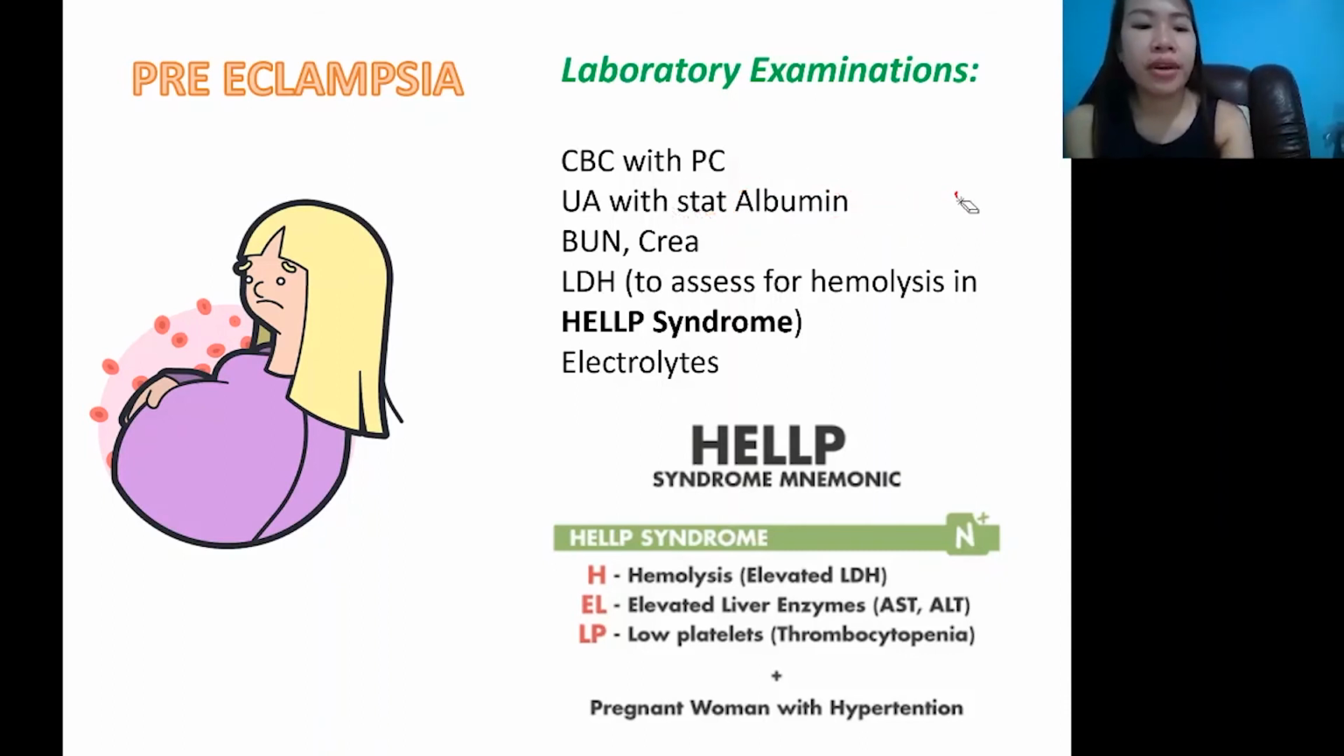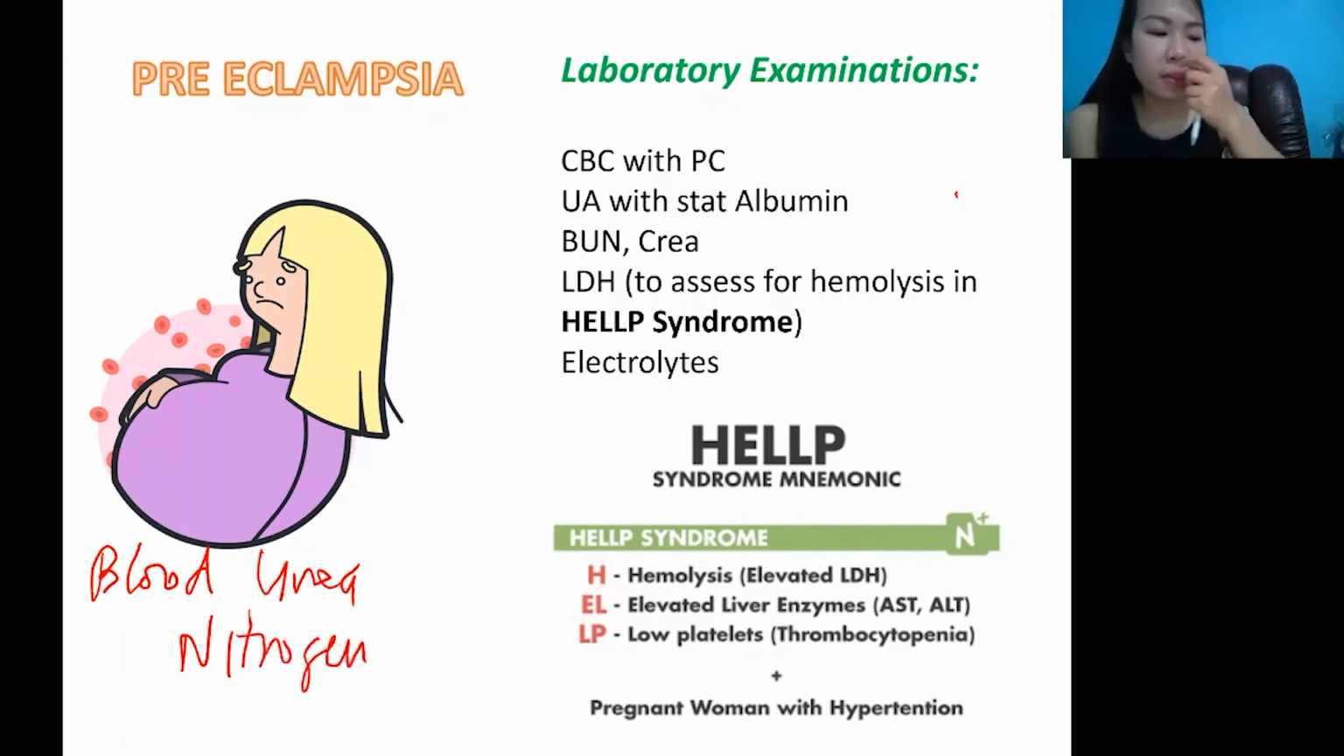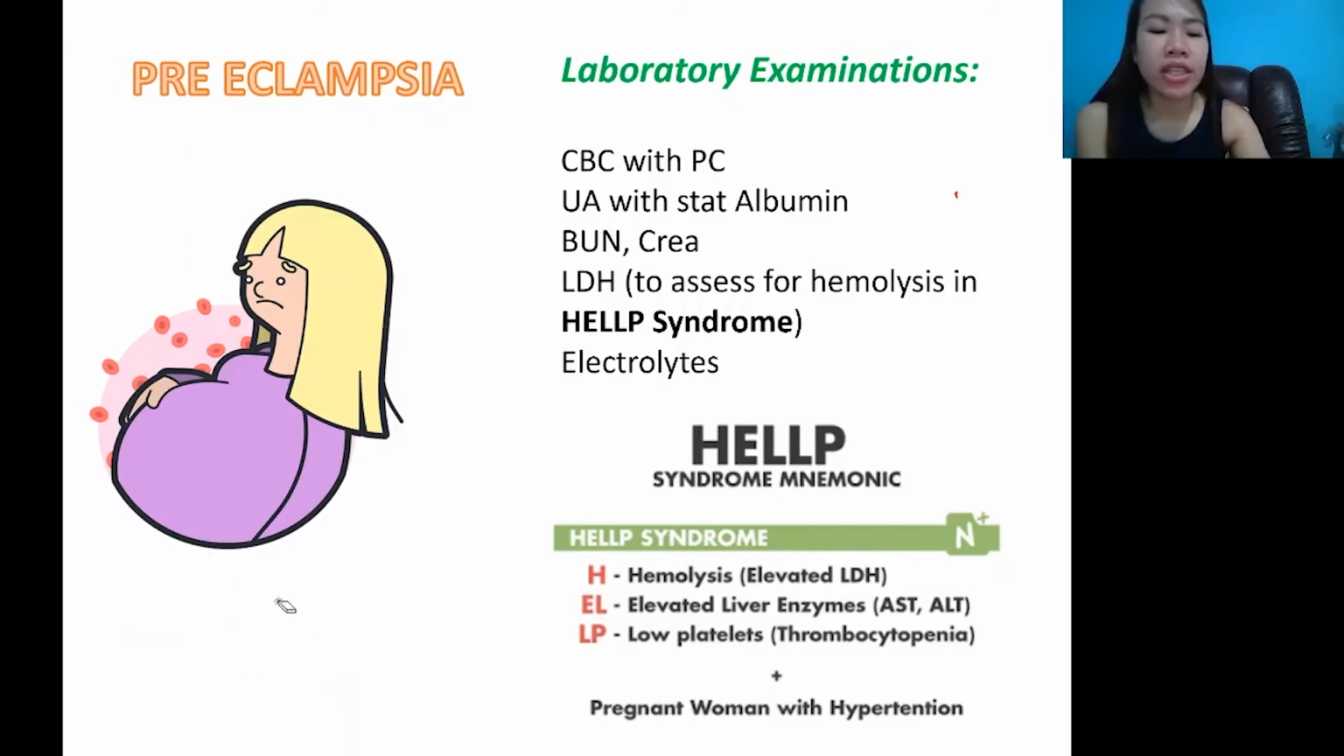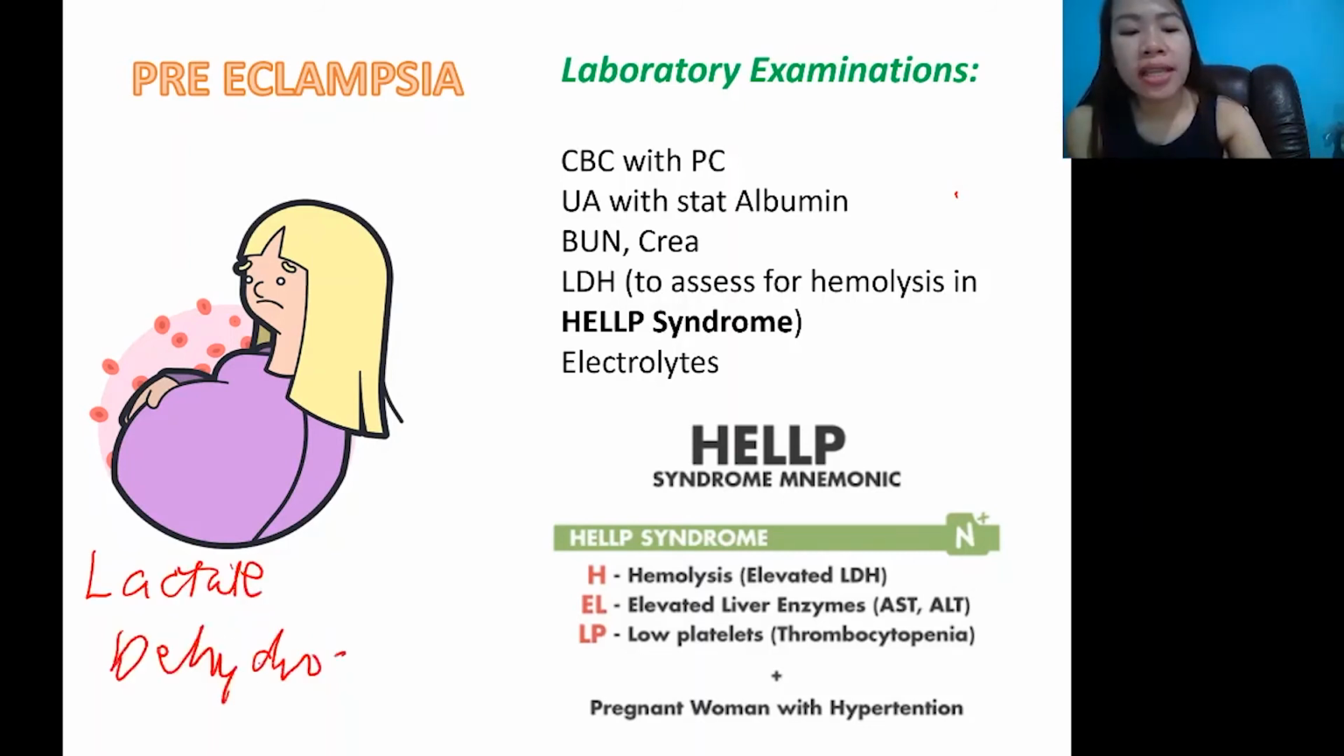BUN stands for blood urea nitrogen. So ito, tinitignan din natin to class. Aside from creatinine, we check on this to assess for the kidney function. Okay, next is LDH, lactate dehydrogenase naman. So ito namang ating LDH class, this is being assessed for HELLP syndrome.